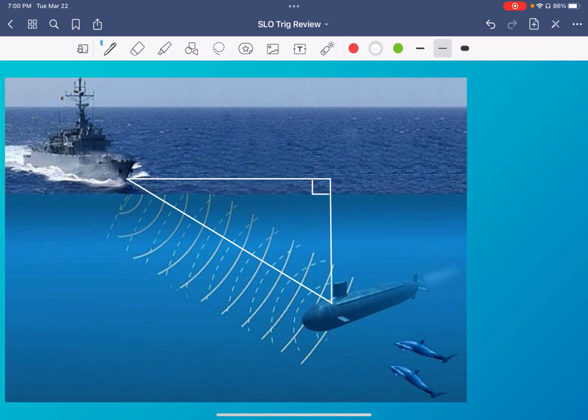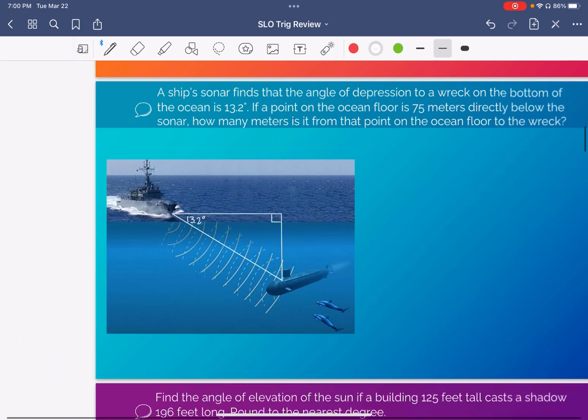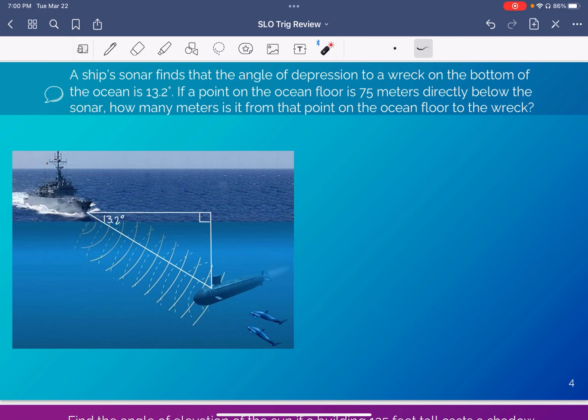And it says the angle of depression is 13.2. It says that there is a point on the ocean floor. So it says a point on the ocean floor is 75 meters directly below the sonar. So if this is the sonar, and let's say this is the ocean floor, there's a point directly below that is 75 meters below. Now, if this vertical distance is 75, then this vertical distance will also be 75. It is just shifted over to the right.